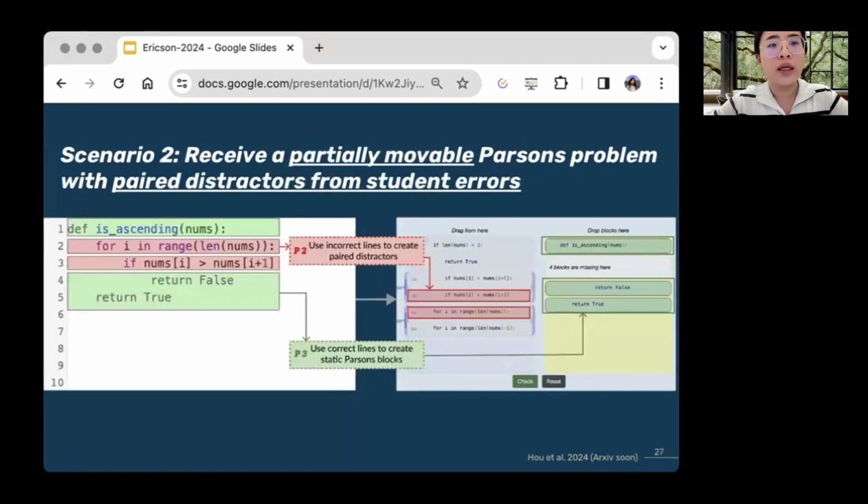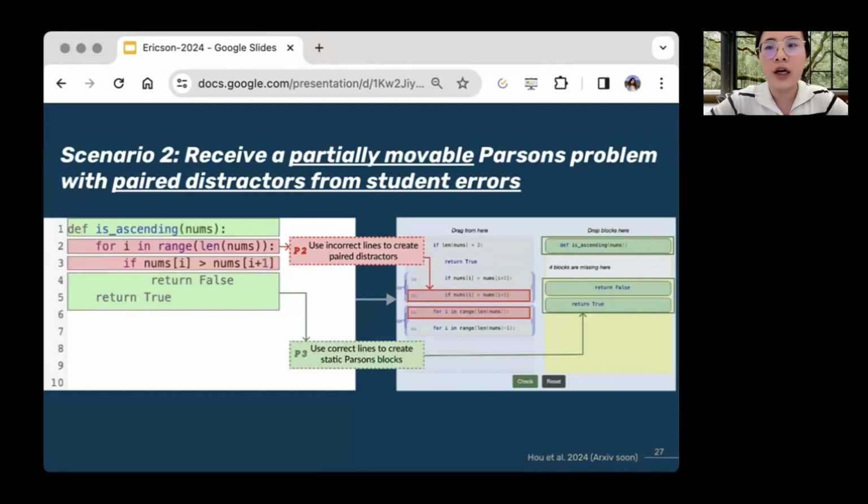So the second scenario is receiving a partially movable Parsons problem with paired distractors from student errors. For example, a student, Molly, successfully completed an intro-level Python course 3 months ago and is now trying to pursue her skills through practice and review with Code Tailor. So whenever she encounters a challenge with her written code, Code Tailor is here to provide support to get her to success. To help Molly, Code Tailor provides a partially movable Parsons problem where the correct lines are static blocks and the remaining lines can be rearranged to fix any errors.